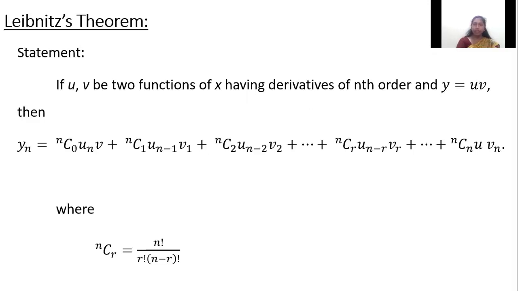y is equal to uv, then yn, the nth derivative, is equal to nC0 unv plus nC1 un minus 1 v1 plus nC2 un minus 2 v2 plus etc. The general term is nCr un minus r vr plus etc. plus nCn uvn, where nCr is equal to n factorial divided by r factorial into n minus r factorial.